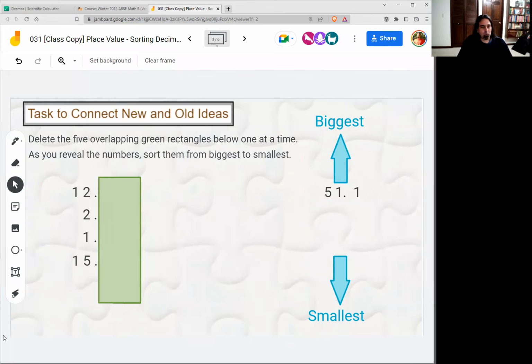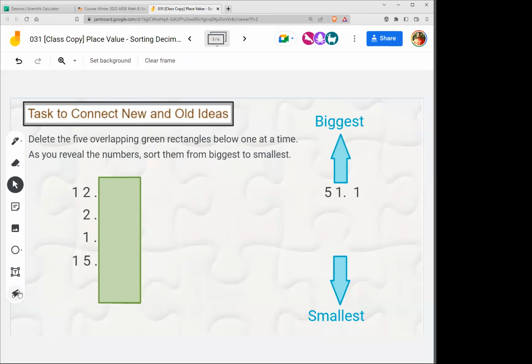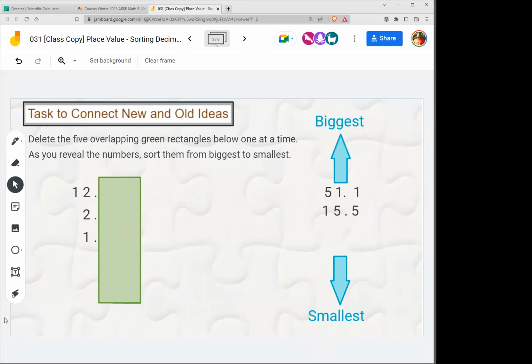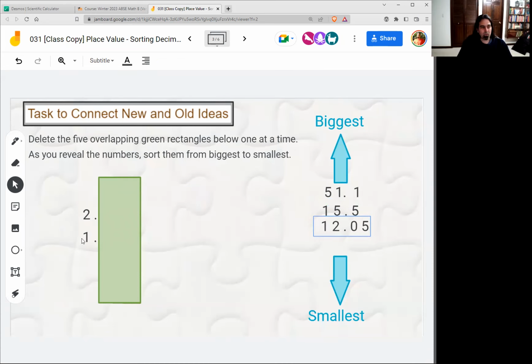Do we have a winner yet that we can move to the second biggest number? The 15? Yeah. 15 and change, I don't care what the change is. 15 bucks is more than 12 bucks or 2 bucks or 1 buck. So I'm going to move the 15 for my turn. Any other numbers we can move? The 12. Yeah. And even the 2 and the 1. We know that whatever change is being covered up underneath, it's not going to make a dollar, or we would have that written as a dollar.